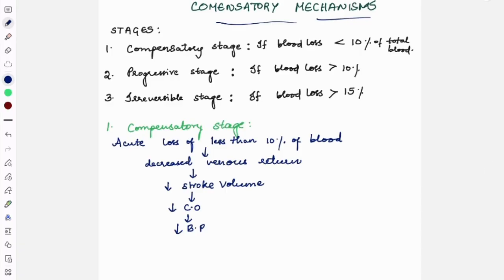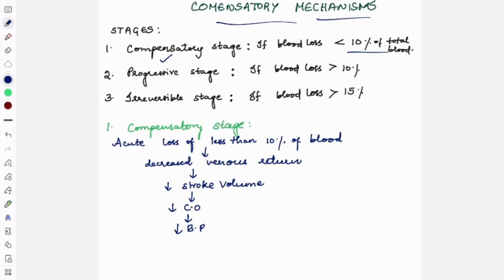So in the compensatory mechanisms also there are stages. Okay, what are the stages? The first stage is compensatory stage, where if the blood loss is less than 10% of the total blood in the body, then it can be compensated, it can be controlled. Okay, that is what we call as compensatory stage. So if the blood loss in the body is less than 10%, it can be managed or compensated by the body. That is the stage that we call as compensatory stage.